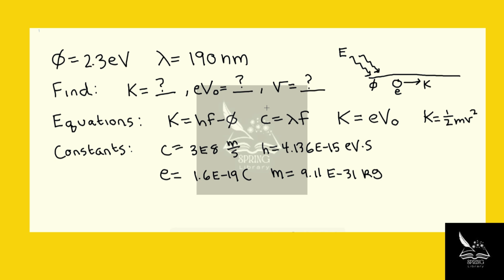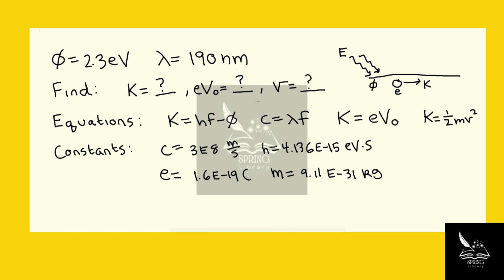Okay, in this problem, we're asked to look at the kinetic energy, velocity, and stopping potential for photoelectrons being ejected from a metal with a work function of 2.3 electron volts and incident light with a wavelength of 190 nanometers. So this is a photoelectric effect problem, clearly.